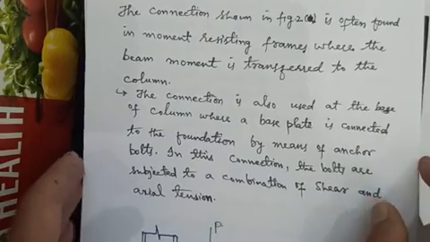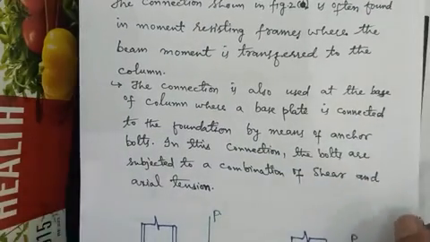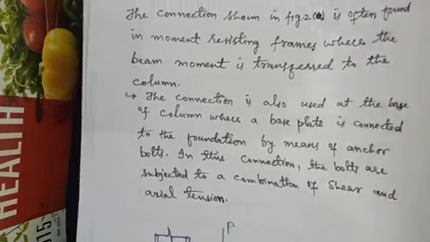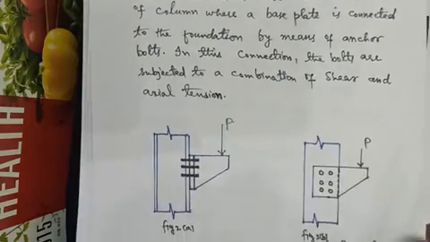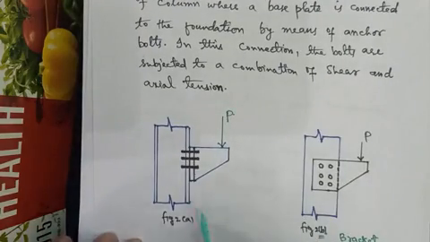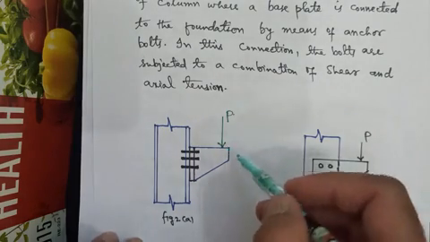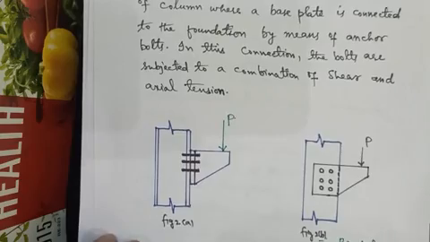The connection shown in figure 2a is often found in moment resisting frames, where the beam moment is transferred to the column. That is figure A. This is a moment resisting connection. This is also a moment resisting connection, and further they are eccentric connections as well.